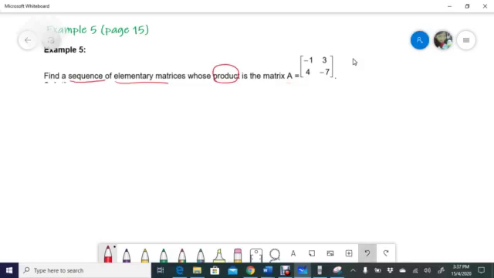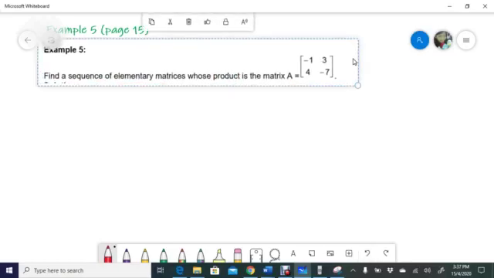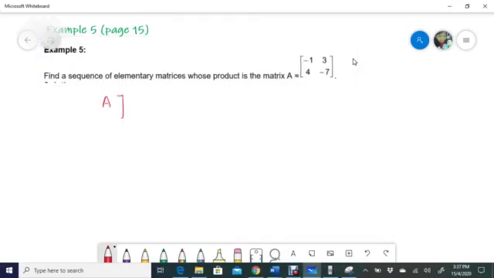You will need to find your identity matrix. You need to start from your matrix A and perform elementary row operations until you have the identity matrix. Okay, let us start. First of all, get your matrix: -1, 3, 4, -7.